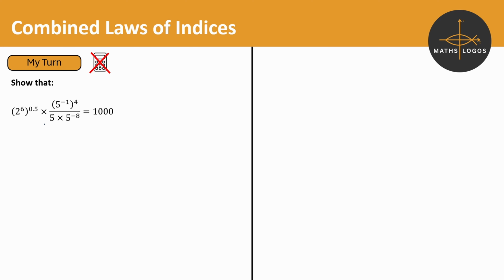All right, bit of a harder example, bringing everything together in one place. Show that 2 to the power of 6 all to the power of a half, or 0.5 we could say, multiplied by 5 to the power of -1 all to the power of 4, divided by 5 multiplied by 5 to the power of -8 is equal to 1,000. So this is a show that question. I need to show each line of my working out. Let's start off by just applying our laws of indices as far as we can and see where that gets us.